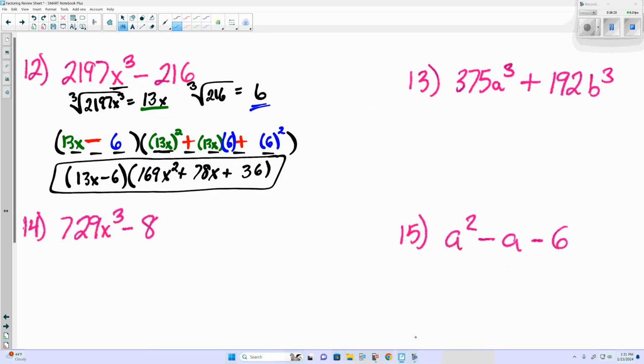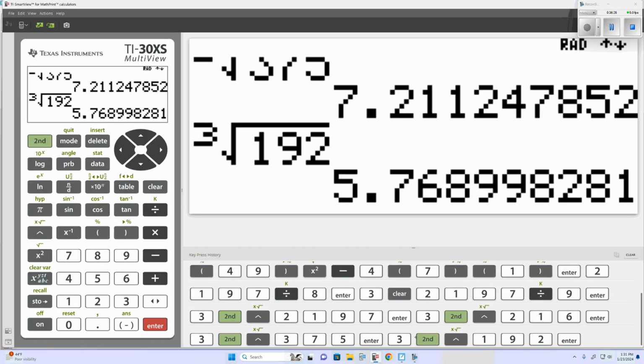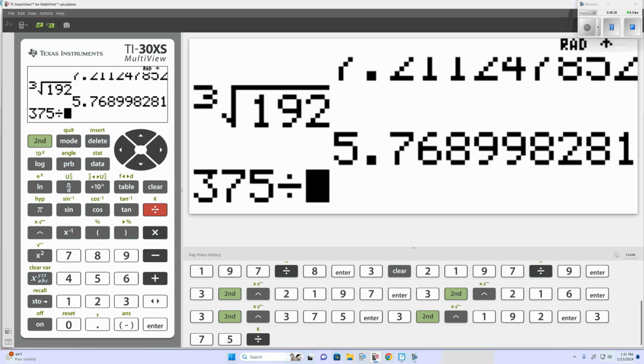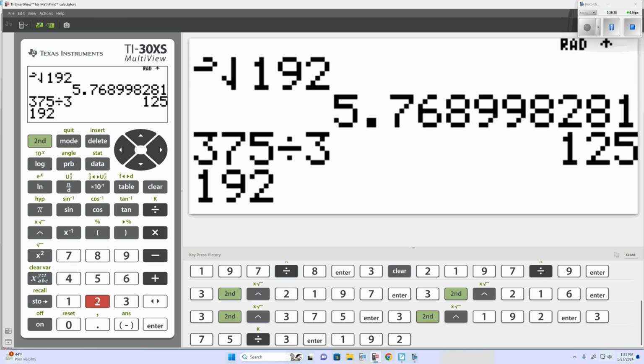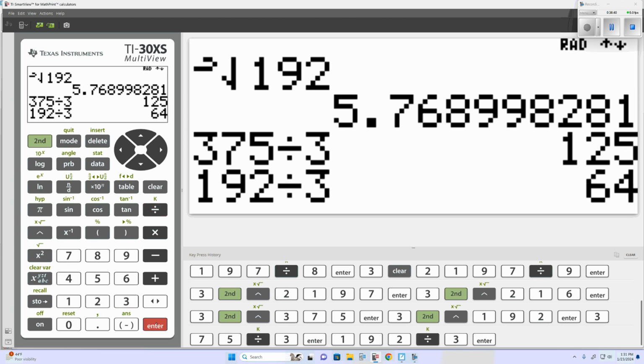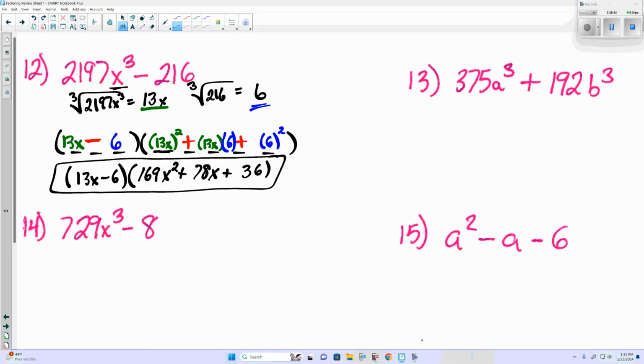Is there a number that will go into 375 and 192? Well, 375 is not divisible by 2 because it doesn't end in an even number. So it's 3. And if we divide 192 by 3, we get 64. So that does tell us there is a greatest common factor of 3.